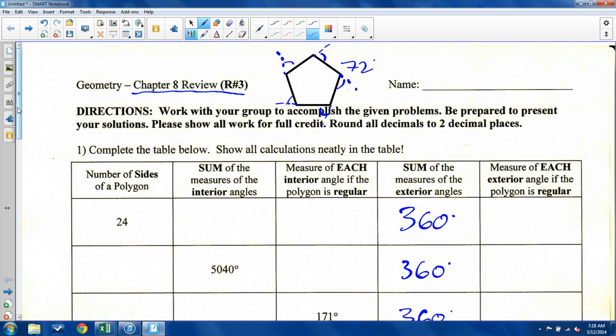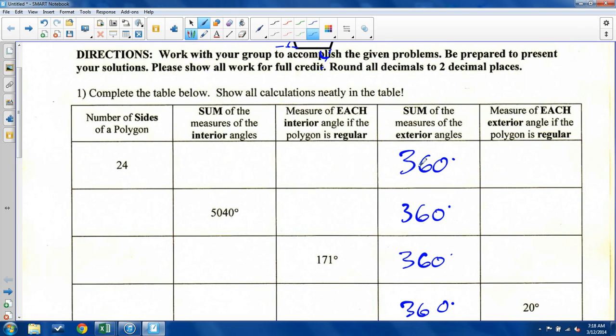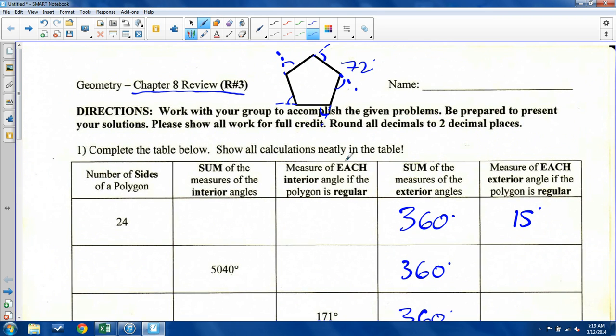So to find the measure of each exterior angle here, you'd do 360 divided by 24. 360 divided by 24 is 15. So each exterior angle in a 24-sided shape is 15 degrees. What this helps you do, going back to the pentagon for a second, is find the measure of each interior angle in a regular polygon.